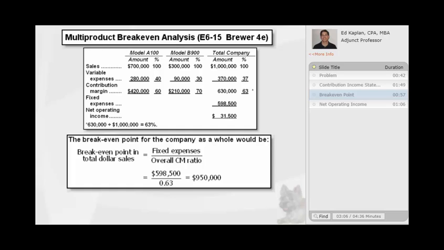Using the answer to part 1, we've already determined that the fixed expenses are $598,500. In fact, that was given in the problem. We divide it by the overall company's contribution margin ratio, which is 63%. When we do that, we come up with break-even in sales dollars equal to $950,000.